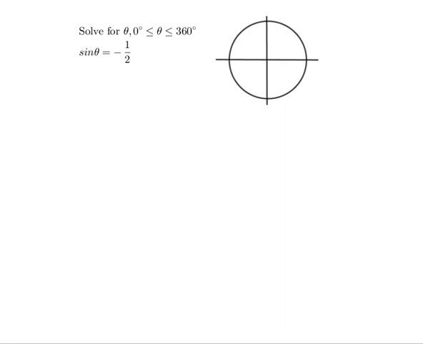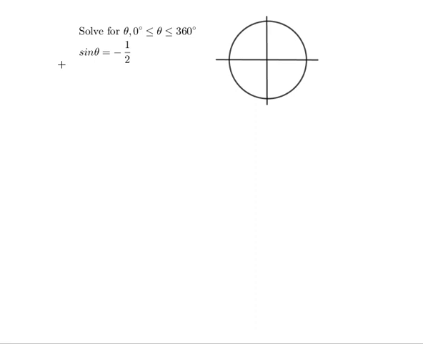Take a look at this question through different eyes. So again, we're going to solve for theta, where theta is between 0 and 360 degrees, that has the attribute where sine theta is equal to negative half. In other words, what angles between 0 and 360 have a sine value that is equal to negative half?